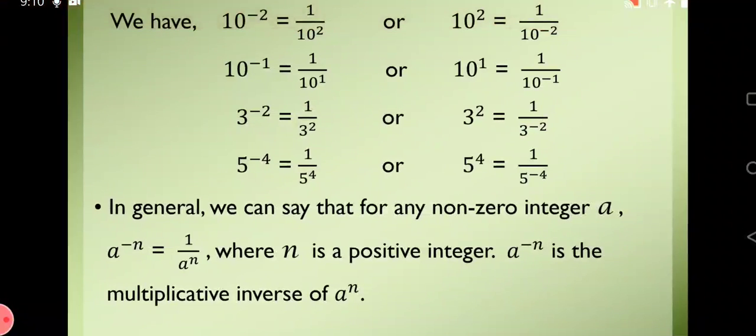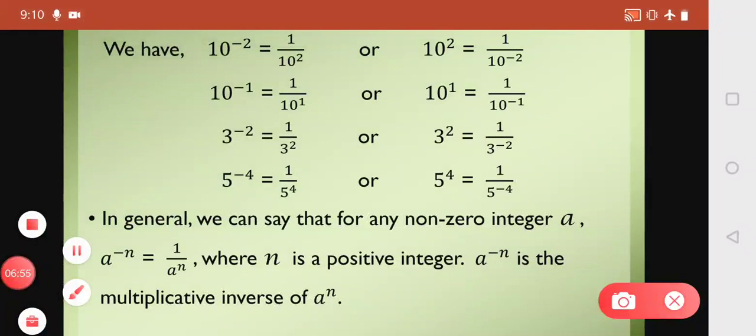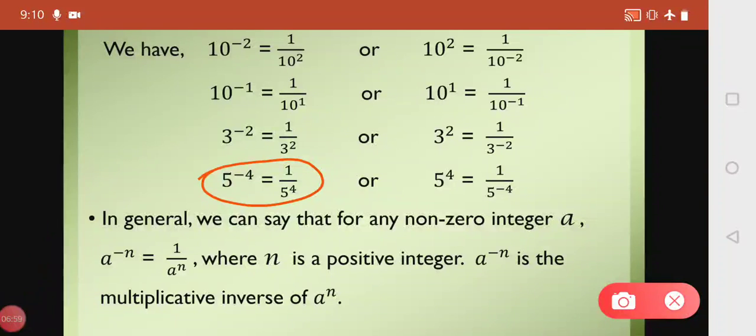Similarly, if we change the base, that is, if we are taking 5 raised to minus 4, we can write it is equal to 1 upon 5 raised to 4, or 5 raised to 4 equal to 1 upon 5 raised to minus 4. When the numerator becomes the denominator, positive power becomes negative and negative power becomes positive. This is powers with negative exponents.